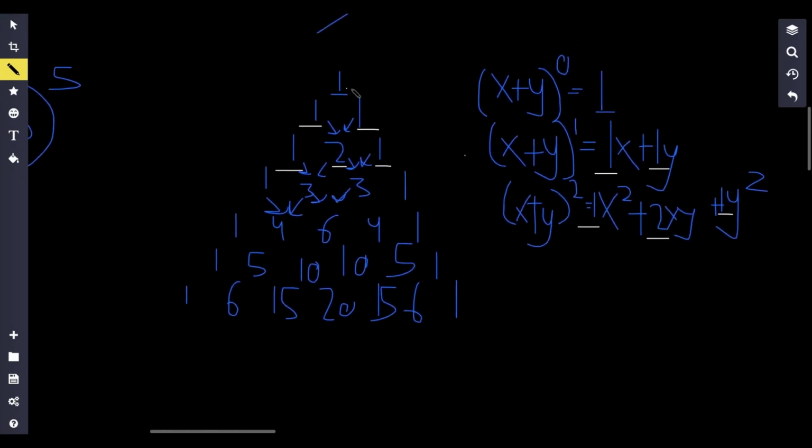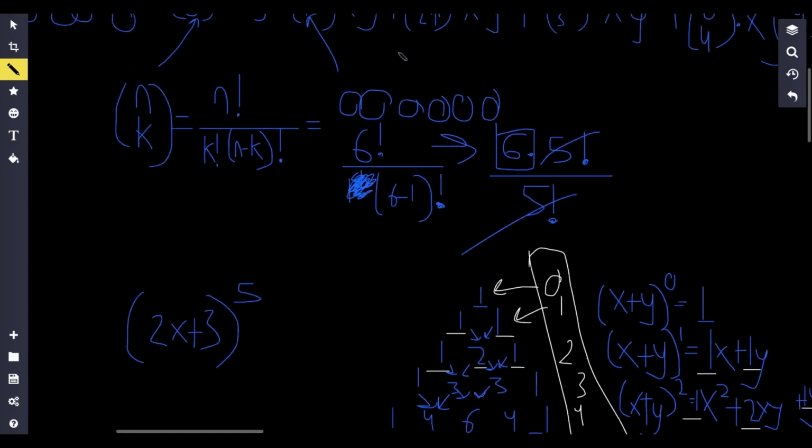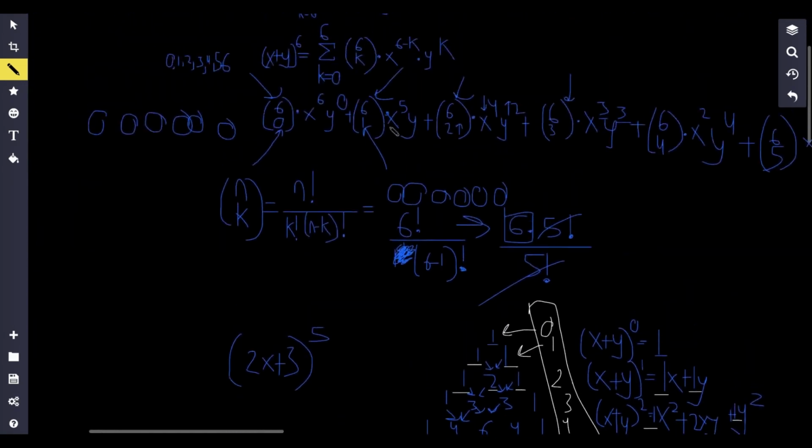All right. So for the 0th power, we're going to use this first row. If we're trying to find x plus y to the 1st power, we use this row. This row we use for the 2nd power. This is the 3rd power, 4th power, 5th power, 6th power. So basically all of these tell us the values for our n choose k, right?